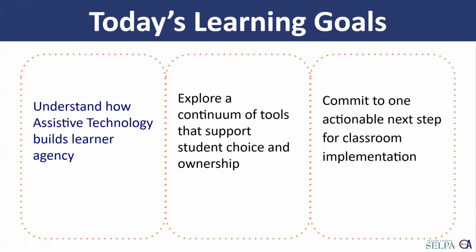So for our learning goal for today, we just have some simple three goals today. We want to understand how assistive technology can build learner agency and what that looks like in the classroom, perhaps. We'll explore a continuum of tools that support student choice and ownership. And then it's the hope at the end you'll think of at least one strategy or tool that you may want to intentionally implement or apply to help build learner agency in your classroom or learning environment.